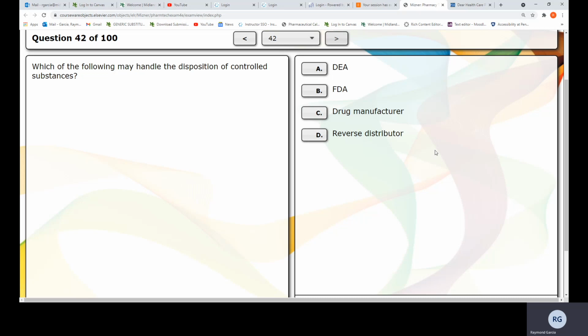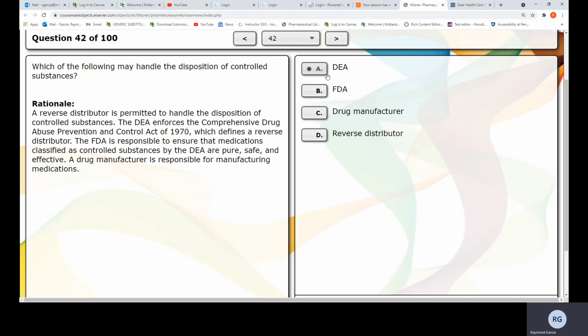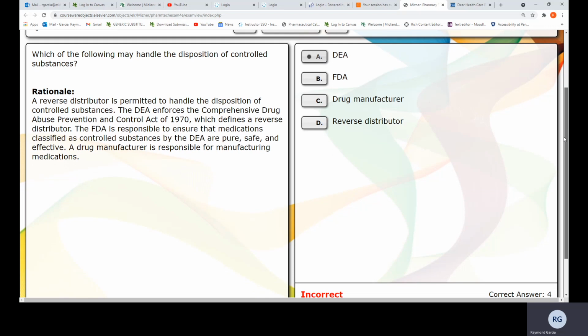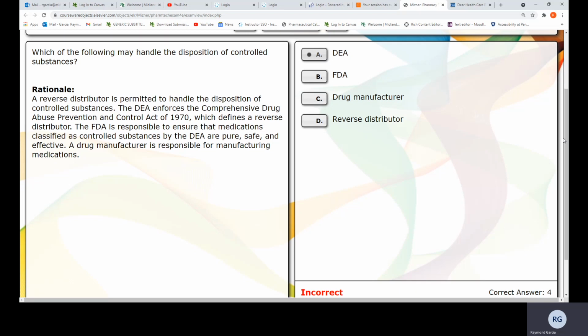To me, my guess would be the DEA, because they control substances. Huh. Reverse distributor. A reverse distributor is permitted to handle the disposition of controlled substances. Okay, that's new to me.